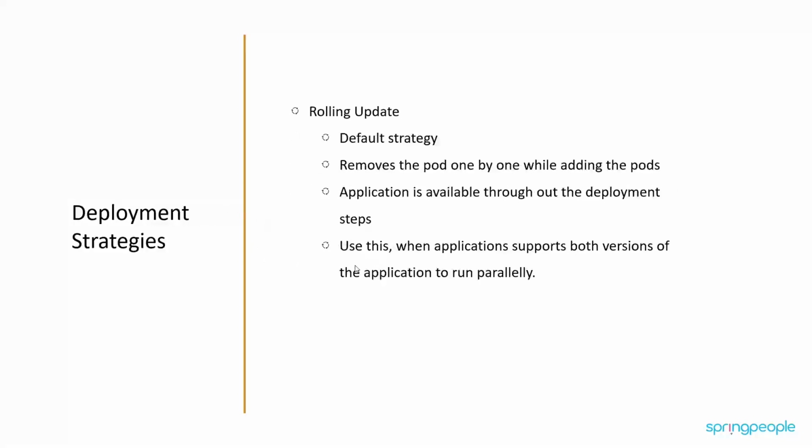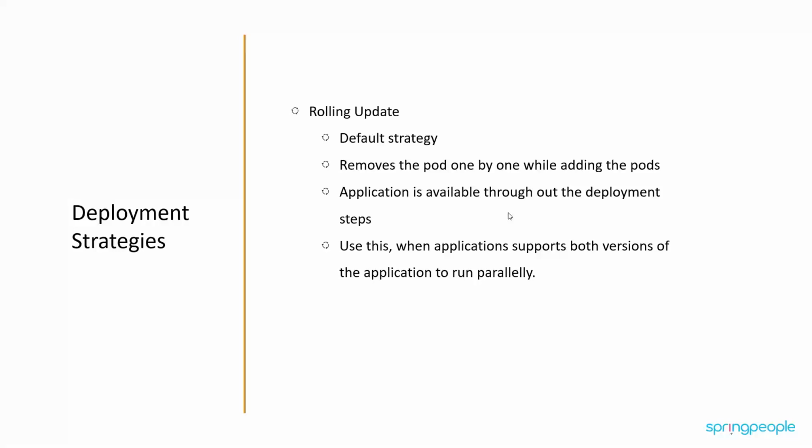By default, rolling update is the default strategy. How does it work? It removes one pod at a time. First it will bring up a new pod, and once the new pod starts accepting the traffic, it will go back and delete the older pods one by one. So the application is available throughout the deployment, and you use this when the application supports both versions running in parallel.